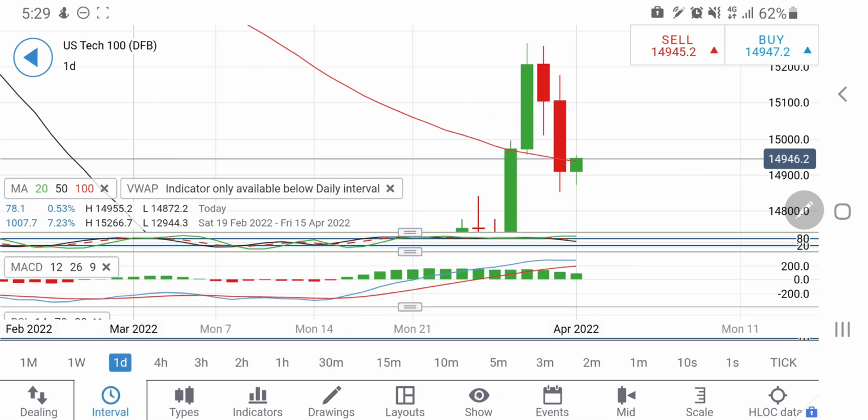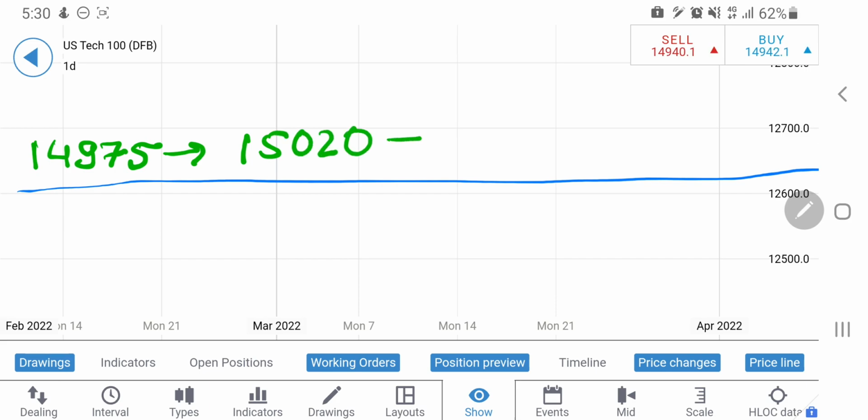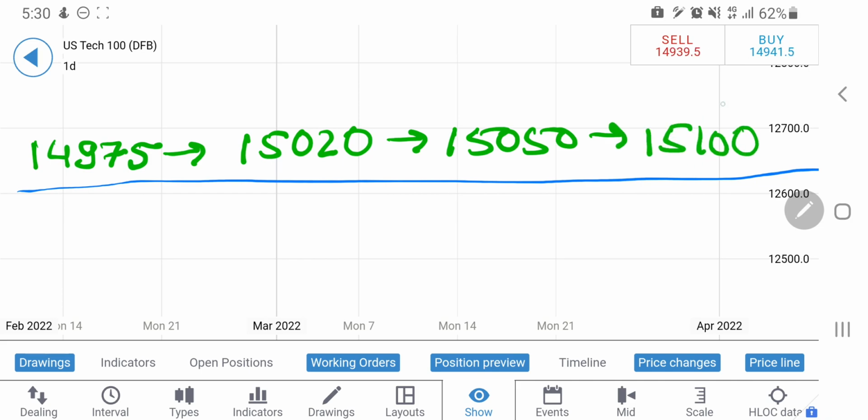So considering this, let me give you the trading levels for the day. First, let's talk about where to go long. So if you see it trading beyond 14,975, one can go long. One can expect 15,020, 15,050 and 15,100. This is going to be the ultimate resistance. Any move beyond 15,100 will take it towards 15,180 plus levels.